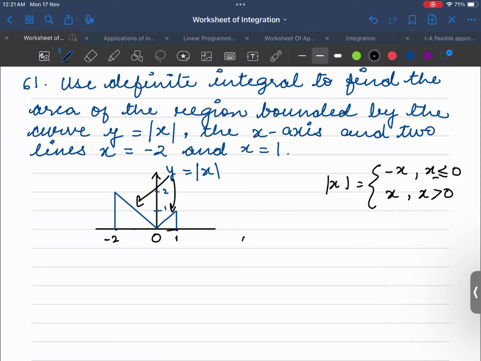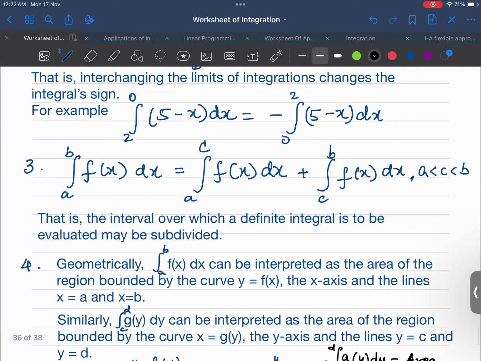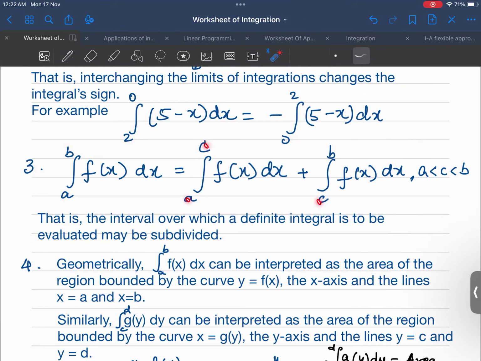What is our required area? The required area is the integral from -2 to 1 of modulus x dx. It's asking us to solve it this way. Can we write it as the integral from -2 to 0 of x dx plus from 0 to 1? I have used the subdivision property: the integral from a to b means a to c plus c to b.